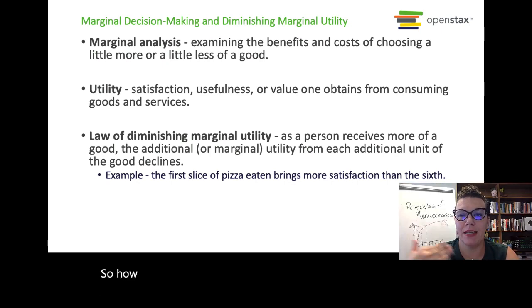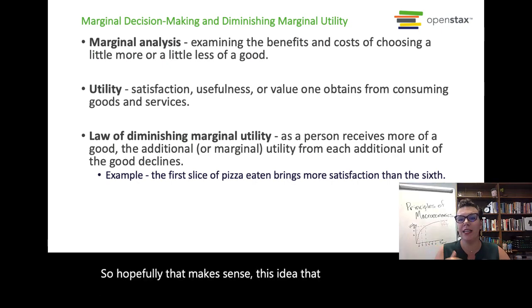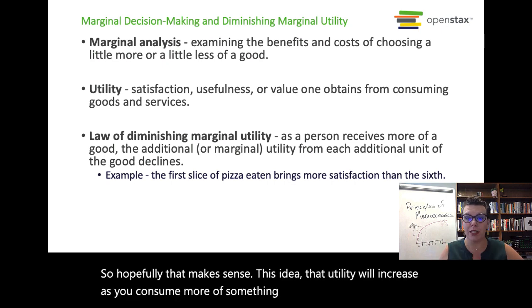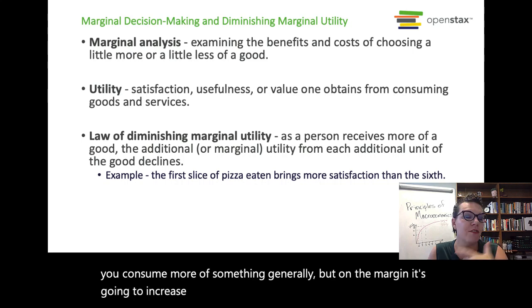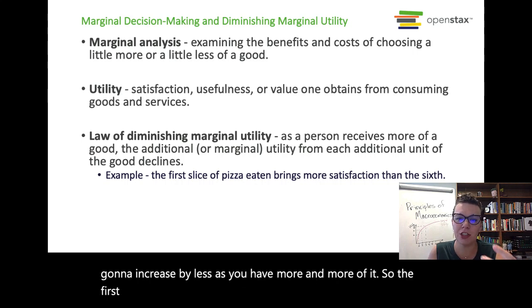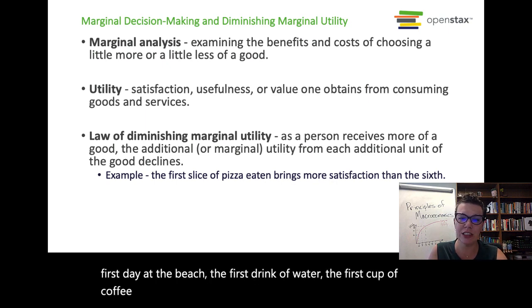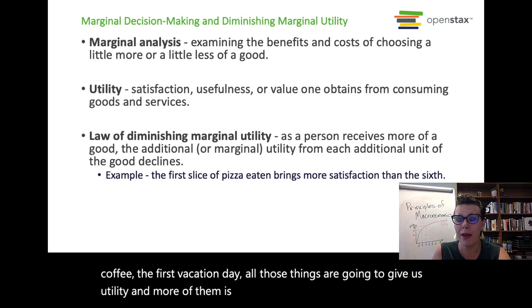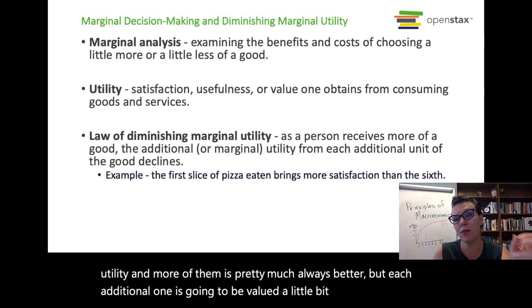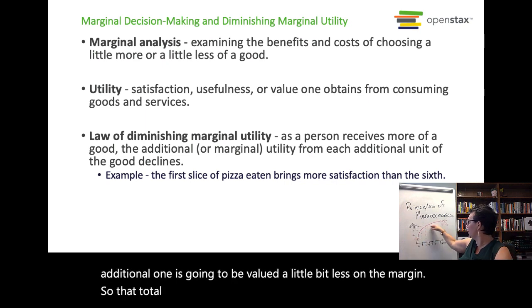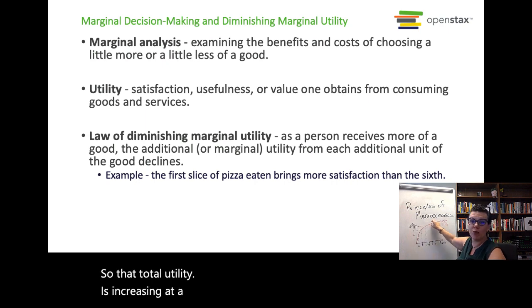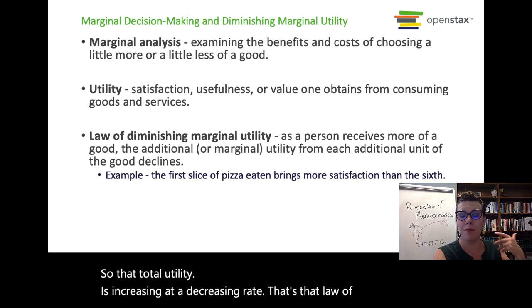So hopefully that makes sense. This idea that utility will increase as you consume more of something generally, but on the margin, it's going to increase by less as you have more and more of it. So the first day at the beach, the first drink of water, the first cup of coffee, the first vacation day, all those things are going to give us utility, and more of them is pretty much always better, but each additional one is going to be valued a little bit less on the margin so that total utility is increasing at a decreasing rate. That's that law of diminishing marginal utility.